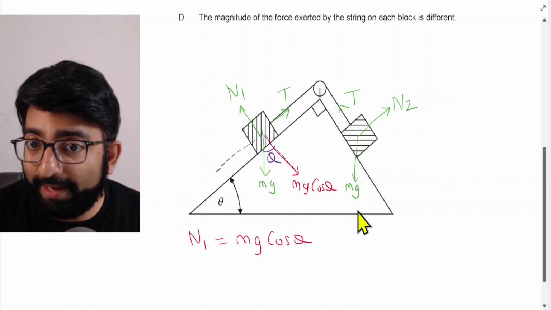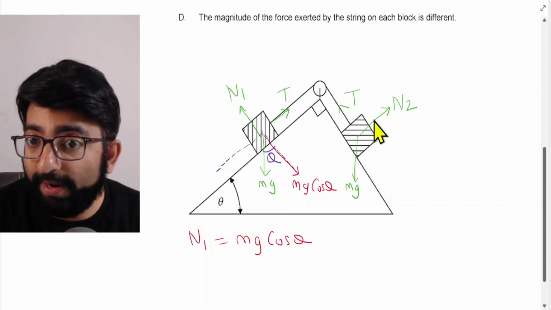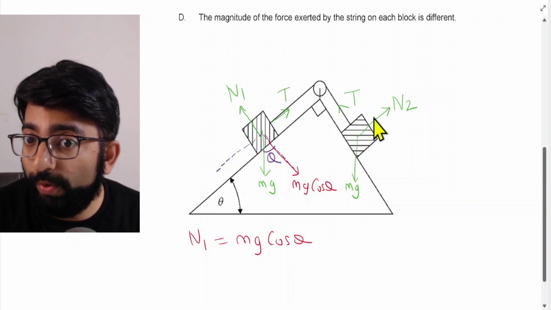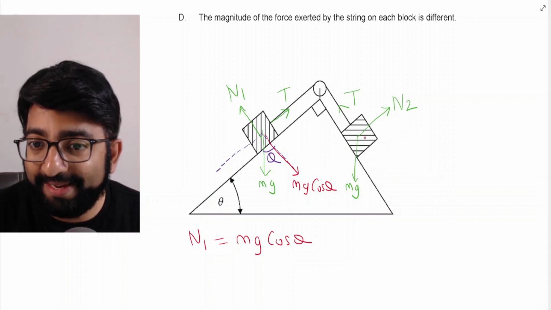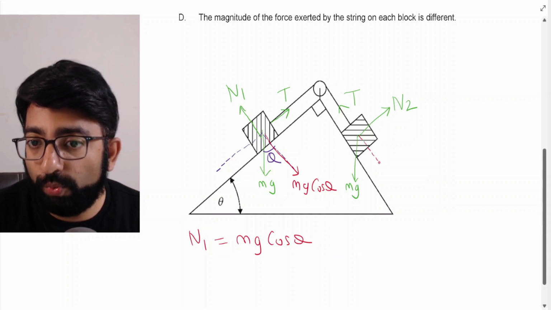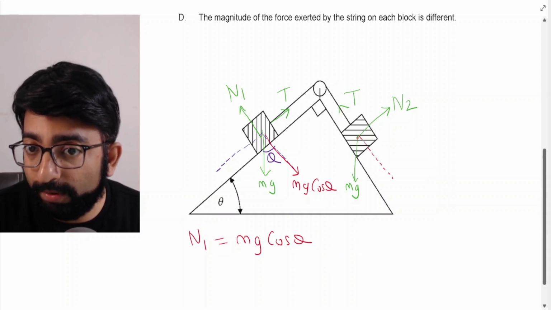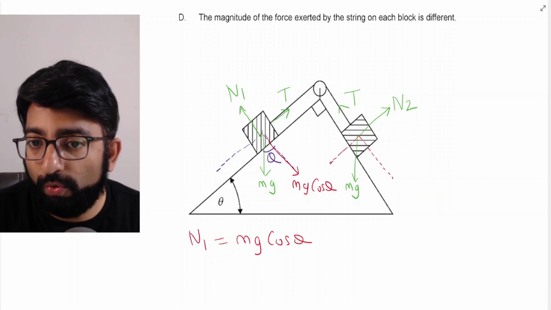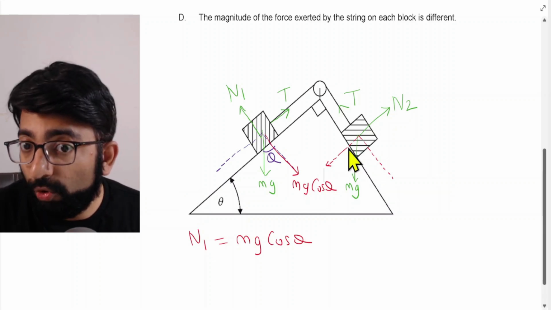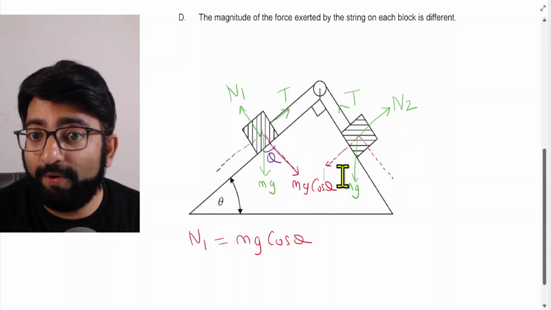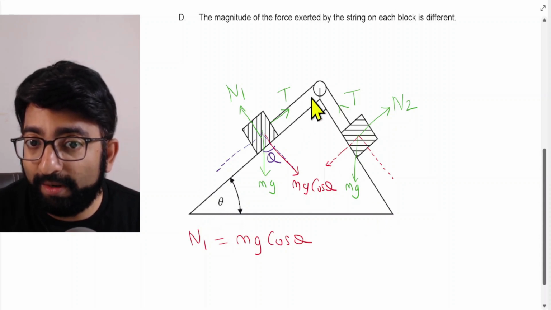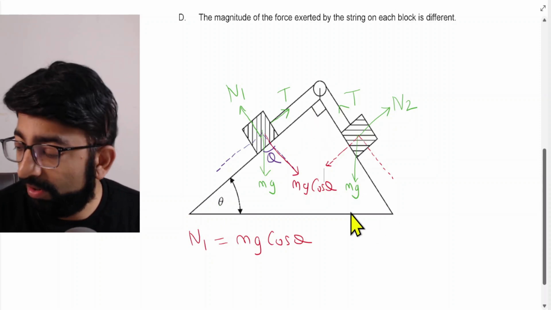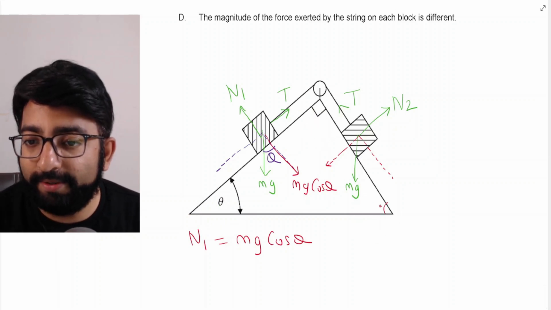Now we repeat the same analysis for the second block. We have N2 going this way. Now N2 will be equal to the weight component which is going in this particular direction. So mg again can be broken down into two components. One component will be parallel to the plane. The other component will go perpendicular to the plane. Now, how do we figure out this particular component? For that, we need this angle. So if one angle is theta, the second angle is 90. So the third angle will be 90 minus theta.